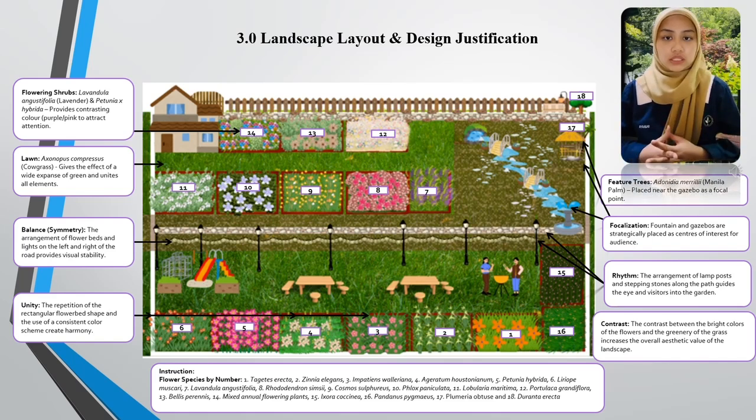For the design principles applied to achieve a professional landscape standard, I apply several key principles. This landscape has balance, which is symmetry. Notice the mirror arrangement of the flower containers and lamp posts on both sides of the path. This provides visual stability and a sense of formal order.